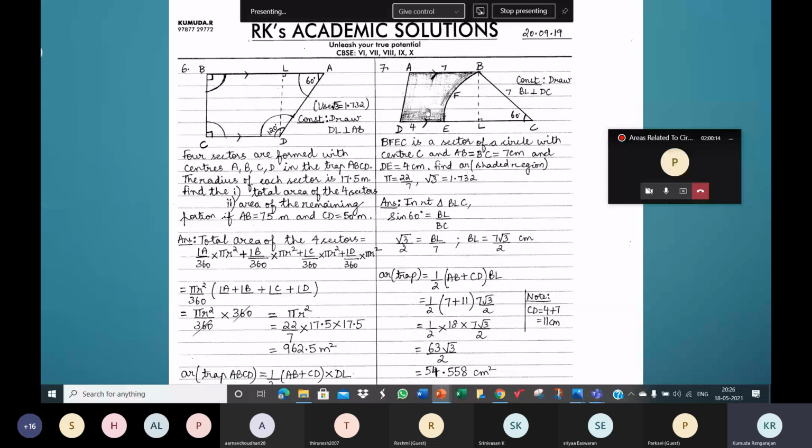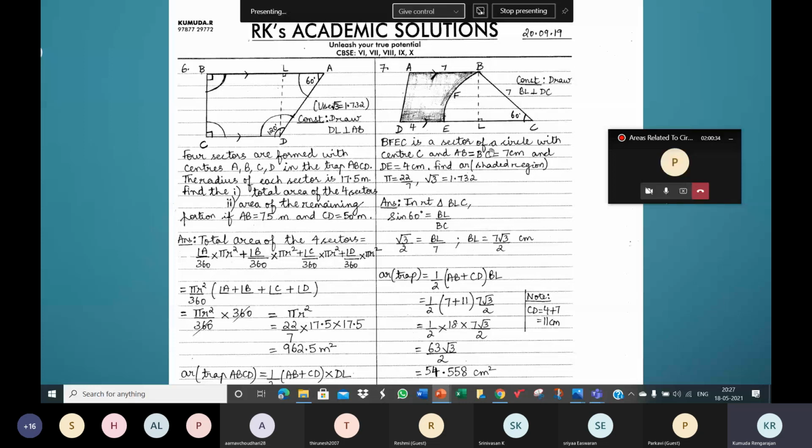Now about the area of the trapezium: half the sum of the parallel sides into the distance between them. The parallel sides are 7 and 11, since 7 plus 4 is 11. Parallel sides we know. The distance between the parallel sides is not known.